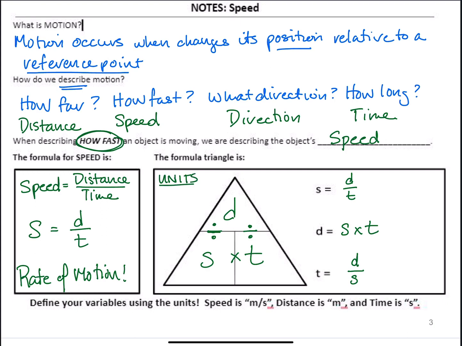All right, I should pause for just a minute and talk a little bit about the units you should expect here. Speed will have units of meters per second. Distance should have units of meters, and time should have units of seconds. All right. So when you're trying to work a problem, you define your variables by using these units. So again, speed is meters per second, distance is meters, and time is in seconds.